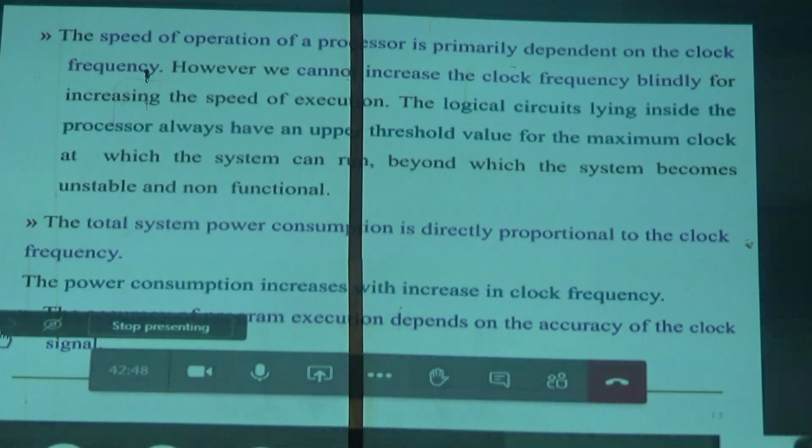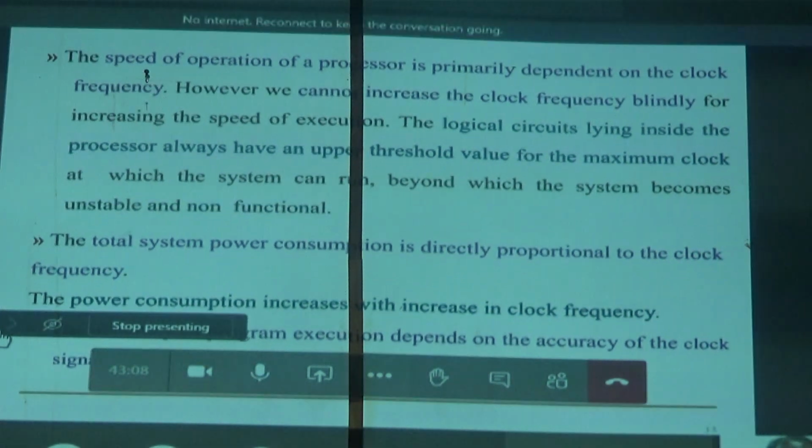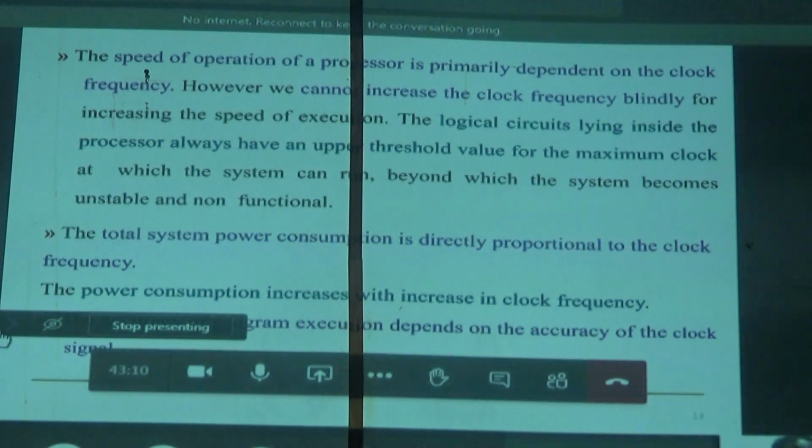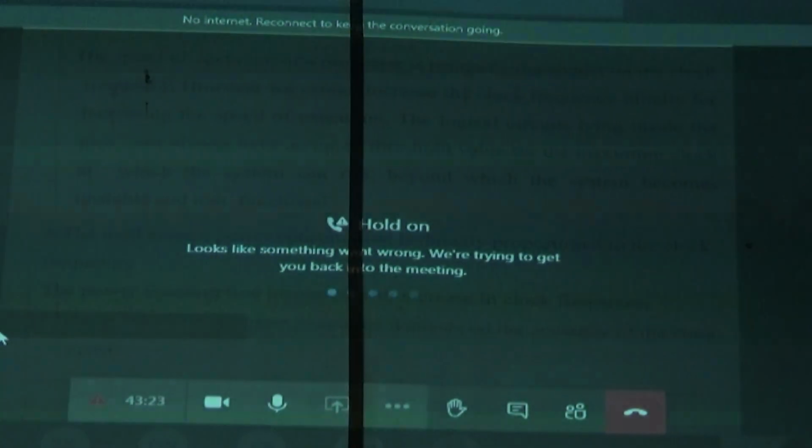Now if you see here, the speed of operation of a processor is primarily dependent on the clock frequency. However, we cannot increase the clock frequency blindly for increasing the speed of execution. Why? As you know, when the clock rate is increased, the performance also increases. But to whatever extent you need, it is not possible. Why? Because it affects some other parameters also. The logic circuits lying inside the processor always have an upper threshold value for the maximum clock at which the system can run.